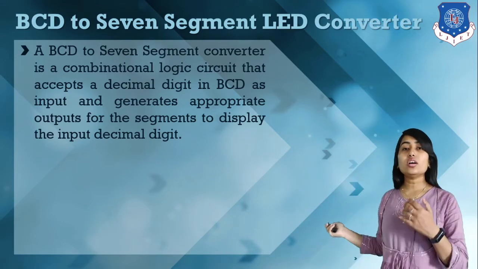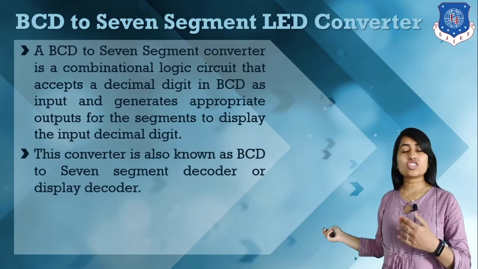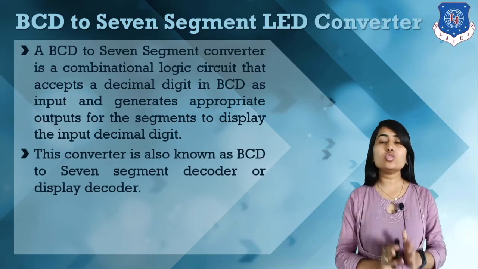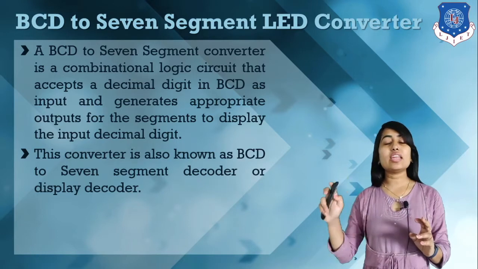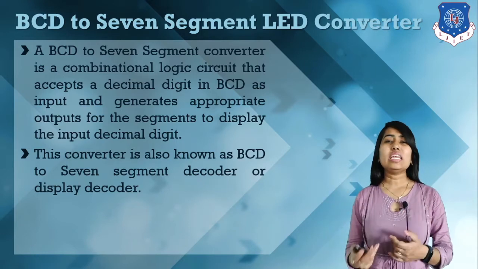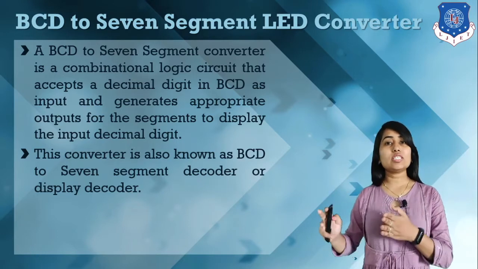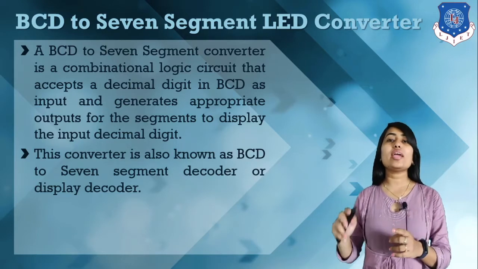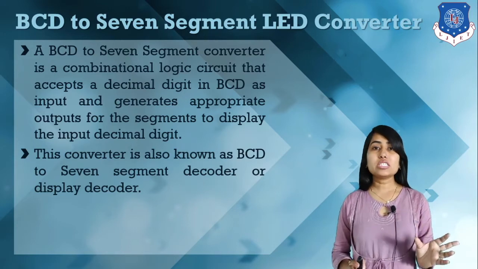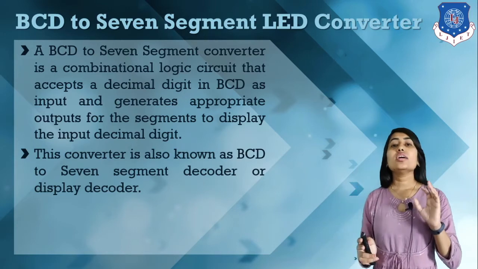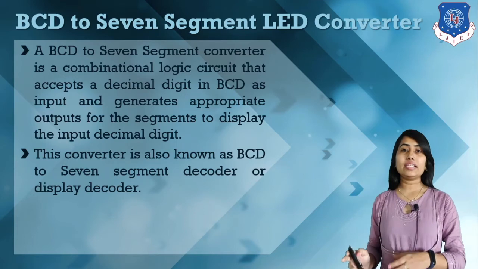So here we have a 7 segment LED structure. We have BCD values, and according to those BCD values, any of the 7 segment LEDs are enabled or disabled. Here we have 7 output lines, and any of the 7 output lines are active high or low according to the BCD values. So this is basically a BCD to 7 segment LED code converter circuit.